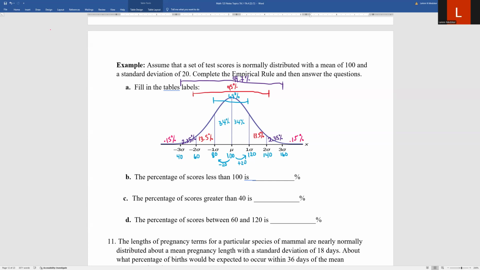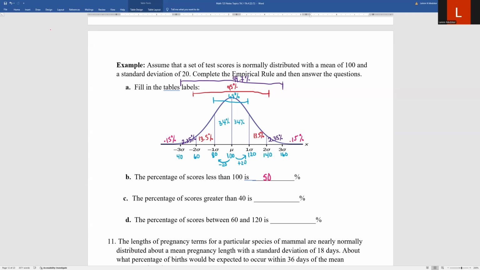So less than 100 means anything to the left of 100. So that's actually 50%. And I know that without adding those up because that's exactly the mean, and we're doing 1/2 of it. So less than is 50%. Greater than would be the other 50% because that's in the dead middle of our distribution.